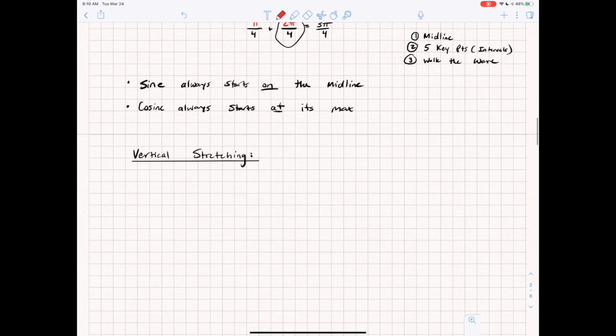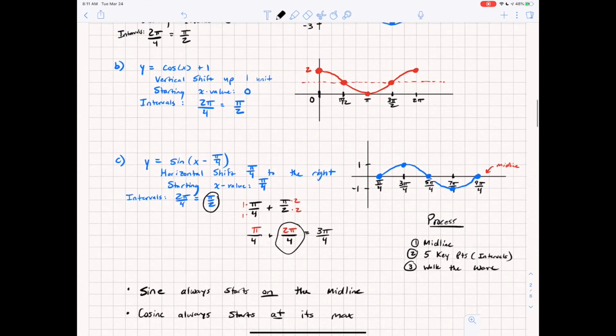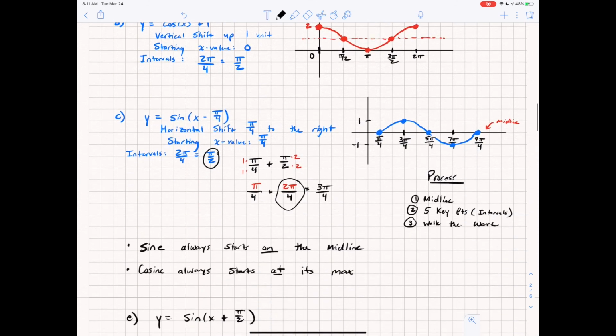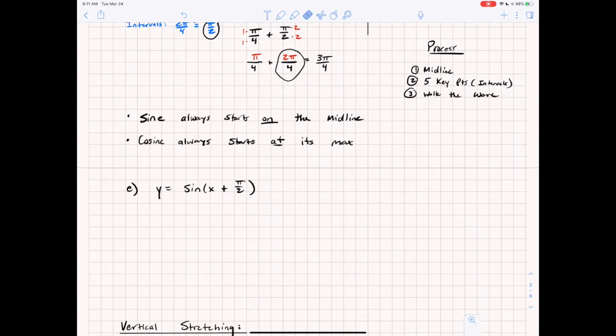All right, so here's what I'll do. I'm just going to move this down a little bit to make some space, and let's do E, which is y is equal to sine of x plus pi over 2. And then I forgot the other shift. Minus pi over 4 minus 2. So this was minus pi over 4 and then minus 2.